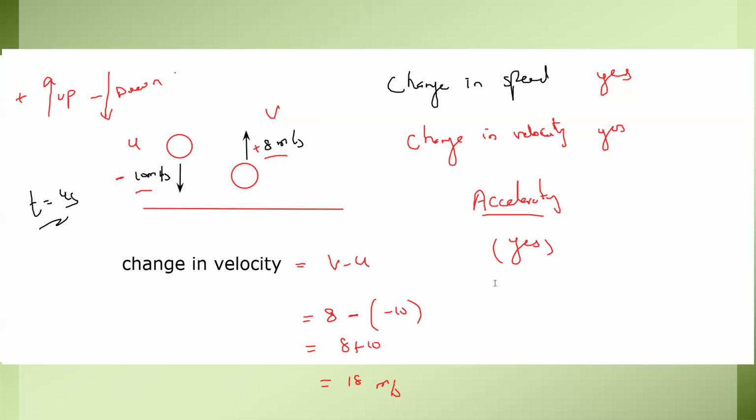What about the change in speed? What is the change in speed here? Speed is a scalar quantity. We don't consider a direction. So when we don't consider a direction and we just subtract the numbers, this will be 10 minus 8, which is equal to 2 meters per second. Why did I choose 10 first and not 8? Because if I do 8 minus 10, it will be negative 2. But for scalar quantities, direction does not matter.